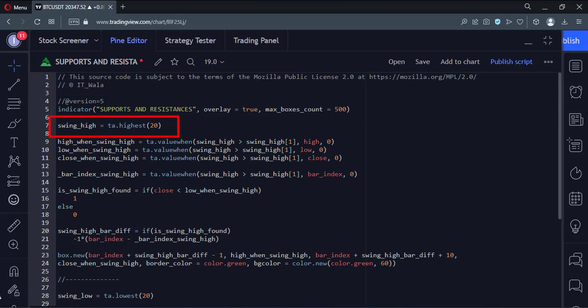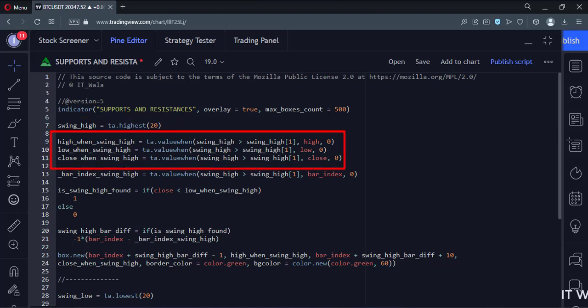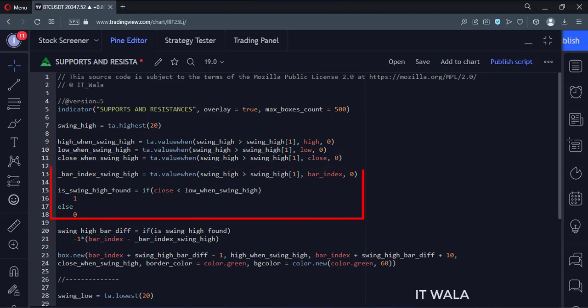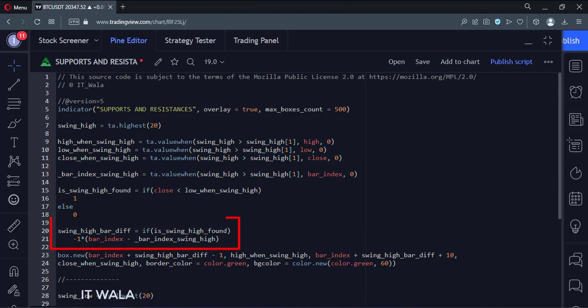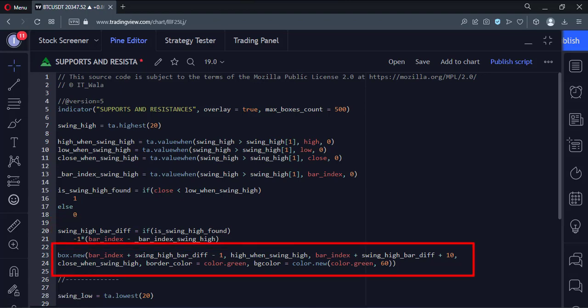Here we use the highest function to find the highest value in a range of 20 bars at a time. Then, we get the high, low, and close values of the highest bar. If a bar closes below the low of the highest bar, then we conclude that the highest bar is final and concrete. Then we find the bar index of the highest bar. And then we plot a box around the high and close values of this highest bar. This box acts as a support in a bearish trend and resistance in a bullish trend.